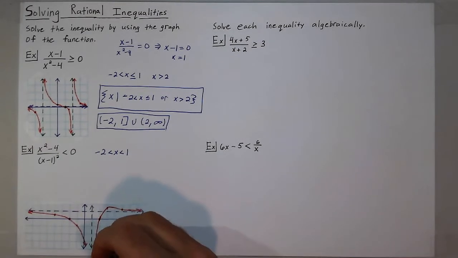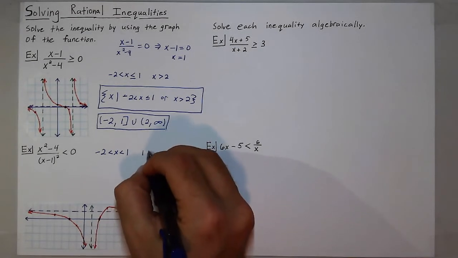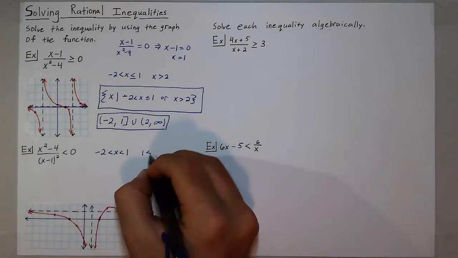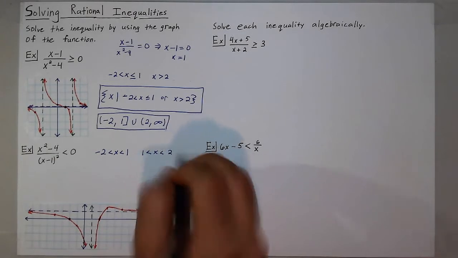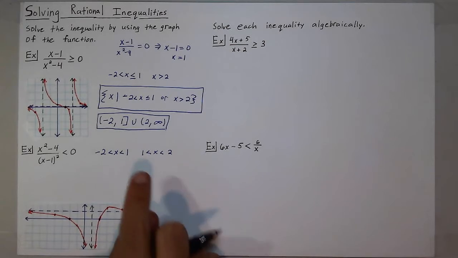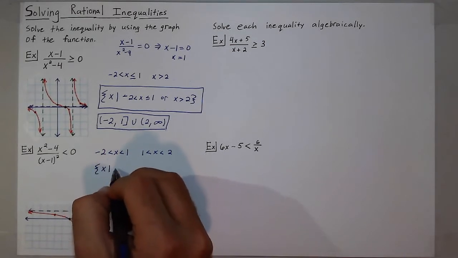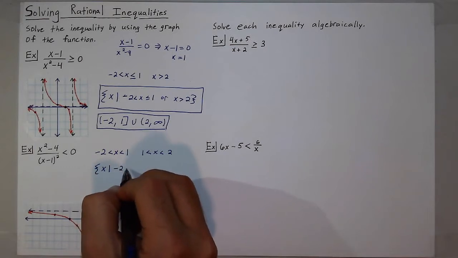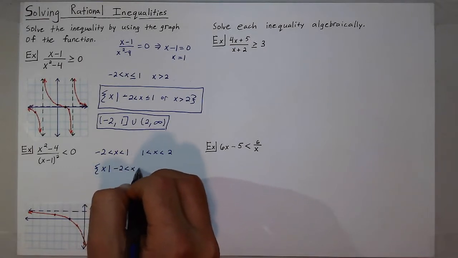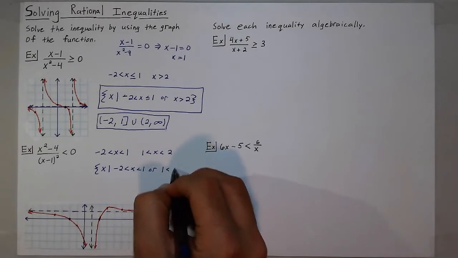And then I also notice that it is less than 0 from between 1 and 2. But not including either number because 1 is undefined and 2 is 0. So now if I were to write my answer, I would say that x is any real number such that x is between -2 and 1, or between 1 and 2.